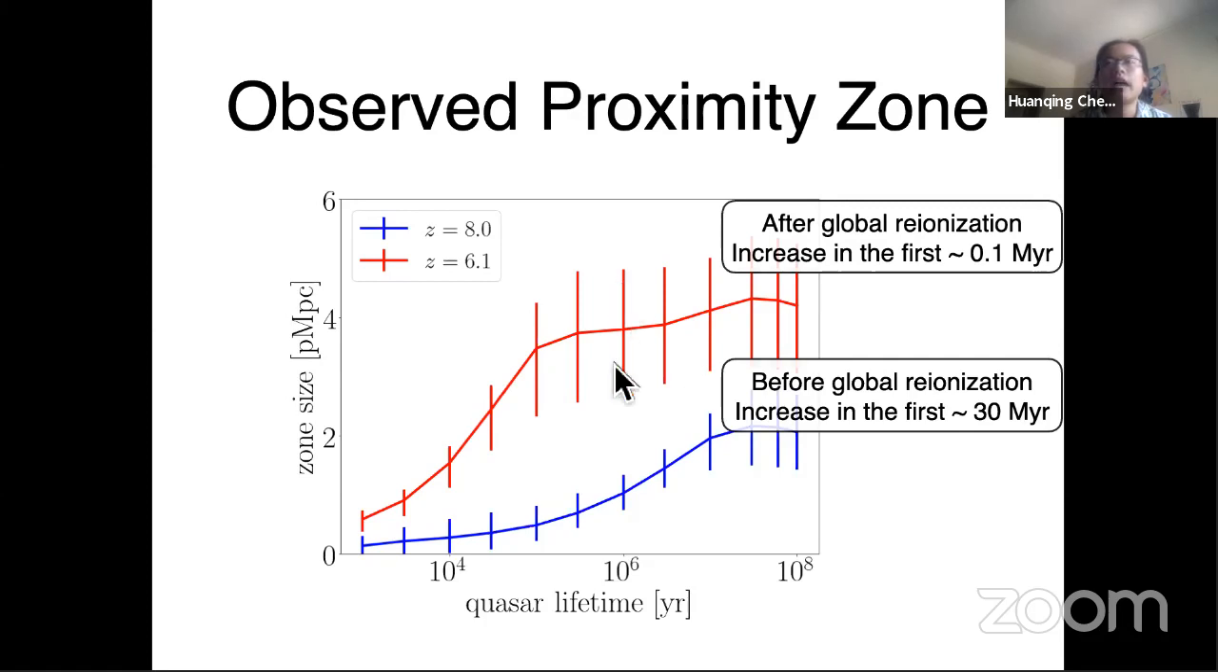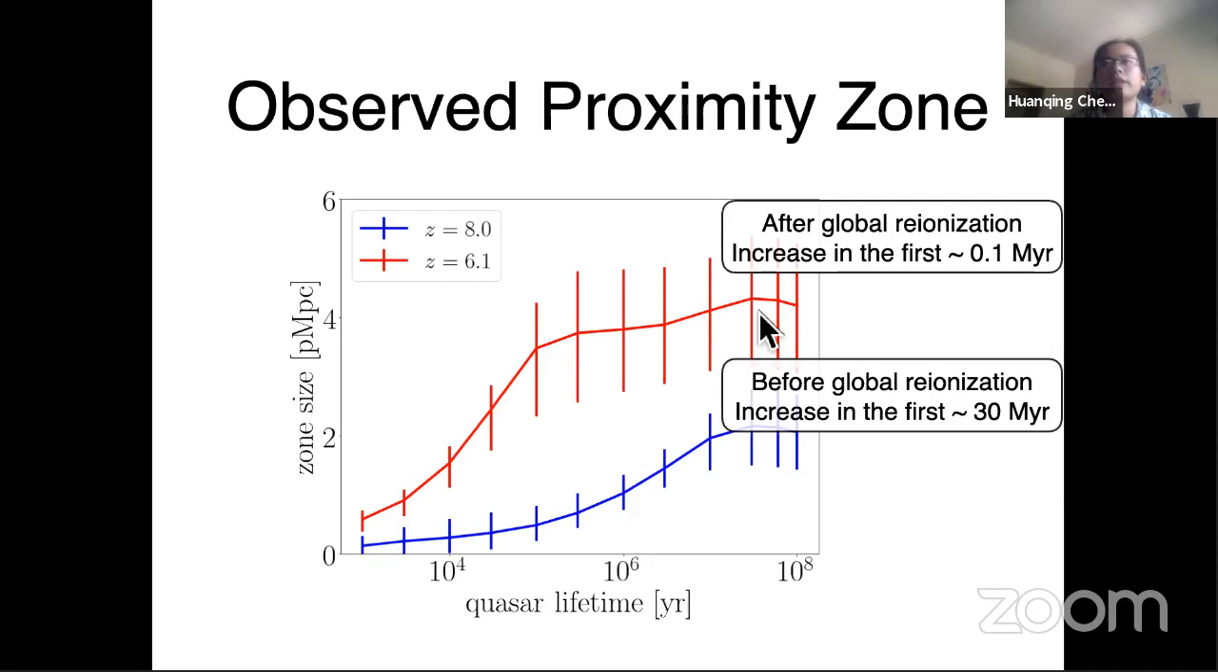And the error bars here cover 68% of the sightlines in our sample. And we can see that at redshift 6, where most observations are taken, most of the old quasars have a zone size around 4 physical megaparsec.